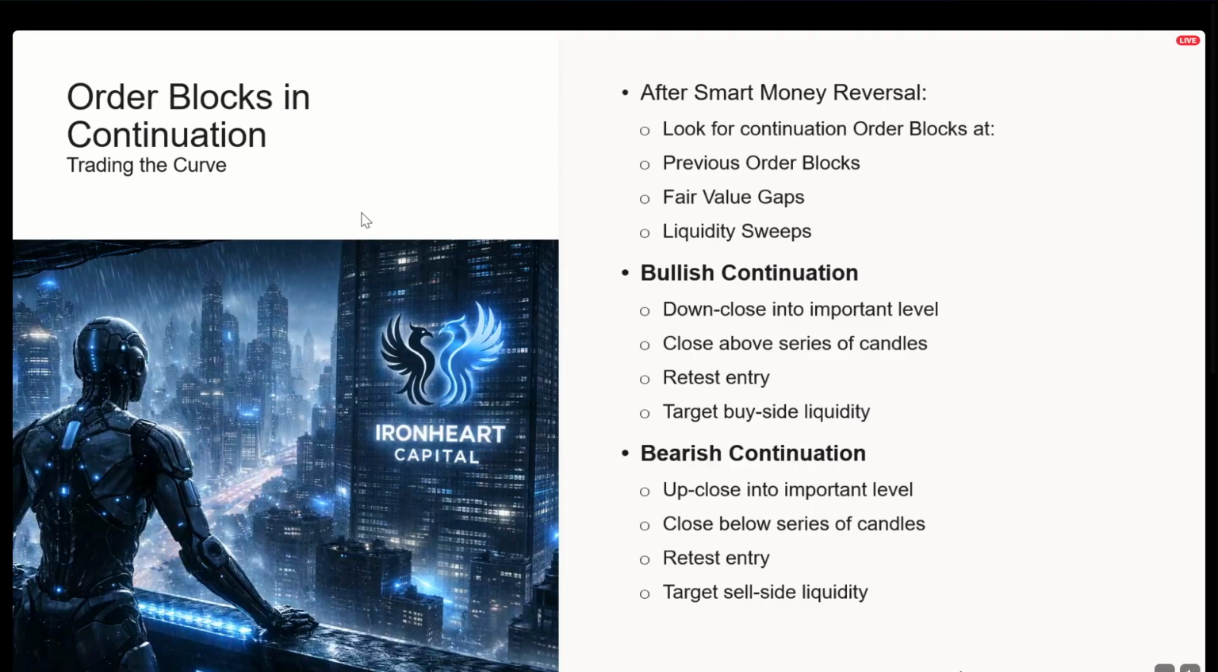With a bearish continuation, it's the opposite. You have a single up close candle or a series of up close candles into that important liquidity level. You have ideally solid displacement in the opposite direction. A close below the opening price of that single candle or series of candles, a retest of that order block, and then a target of sell side liquidity, right?